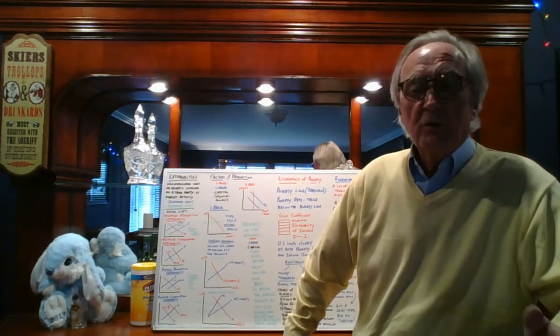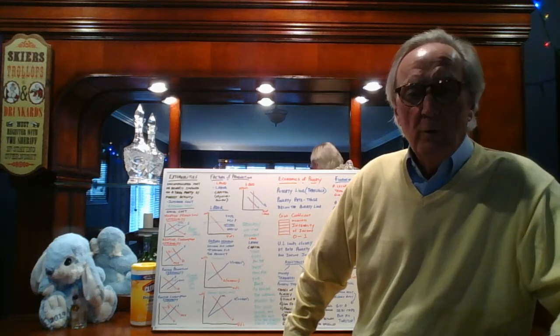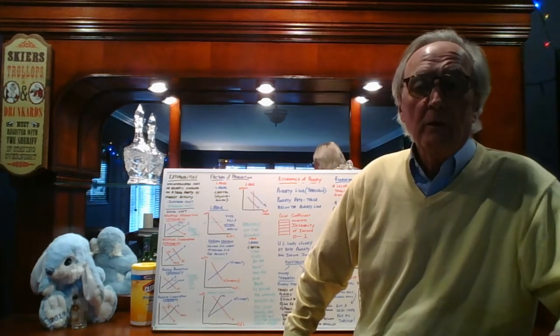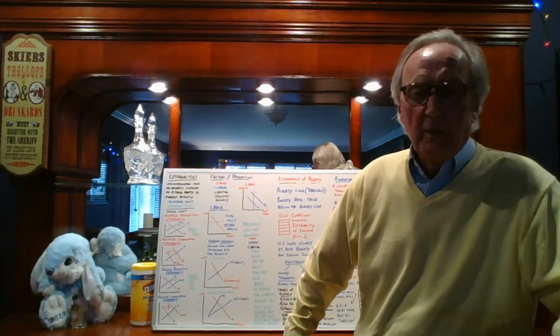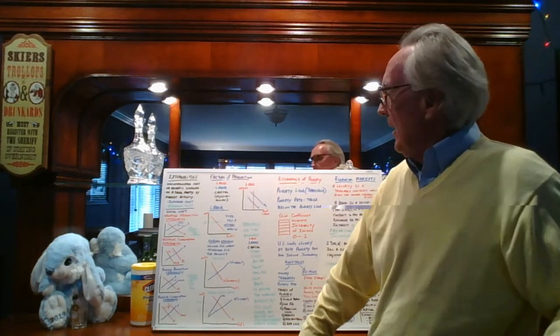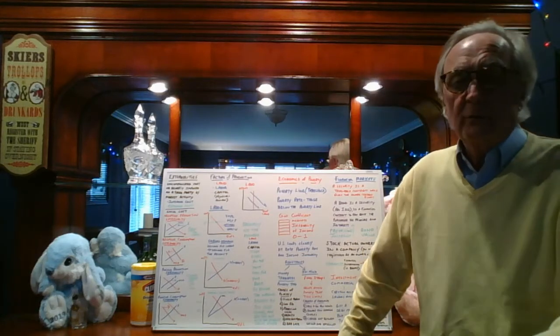If the transaction costs aren't too excessive and both parties are reasonable, very often we can internalize the externality. That's Coase's theorem. All right, moving on to the factors of production.